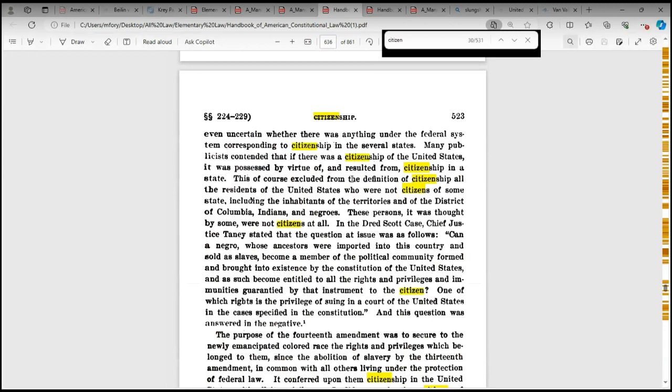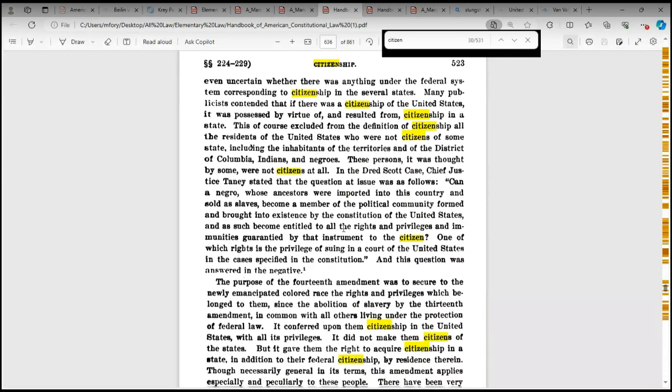This, of course, excluded the definition of citizenship. All the residents of the United States who were not citizens of some other state, right? So in the context of how that's speaking, if you're a citizen of one state, well, you're not a citizen of the other state. So that inherently excludes everyone else, right? Including the inhabitants of the territories and of the District of Columbia, Indians and Negroes at this time.